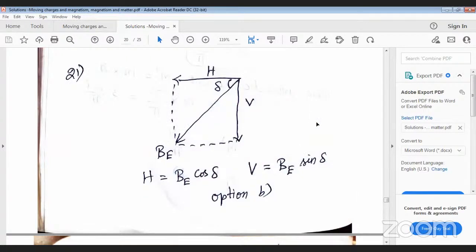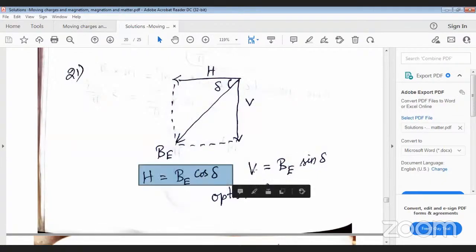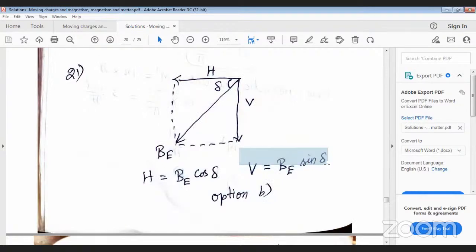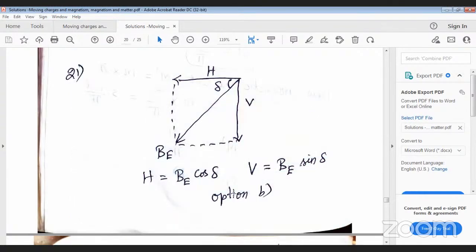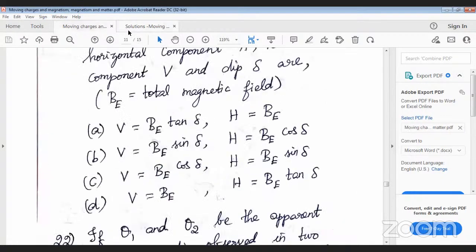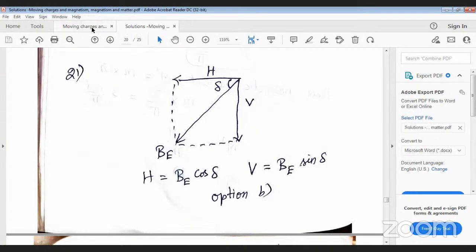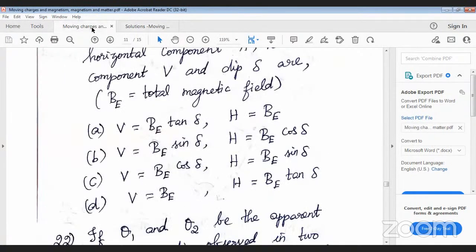It's a very simple solution here. From the diagram, you can see this is the opposite side, right? Opposite side is nothing but V, the vertical component, and V equals B sin delta, and H is equal to B cos delta. All these things you can easily find out from the diagram itself. So option B is the right answer: H equals B cos delta, V equals B sin delta, option B.